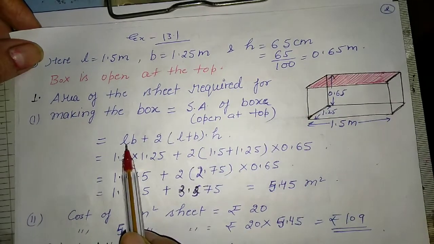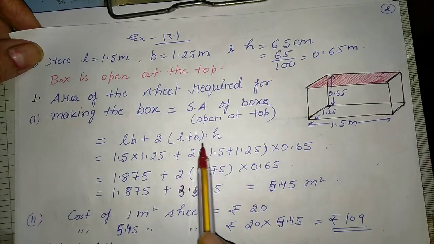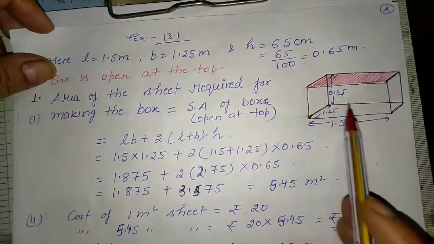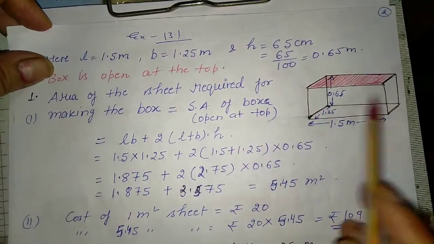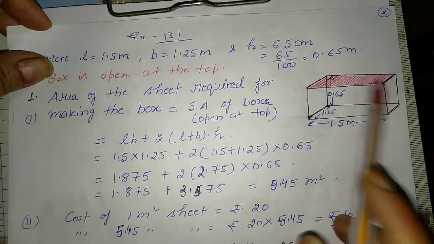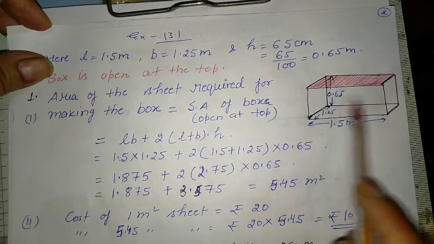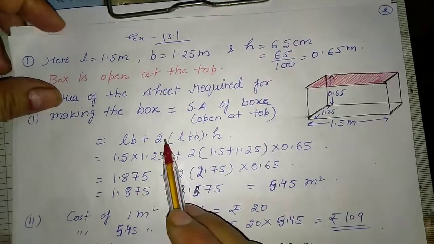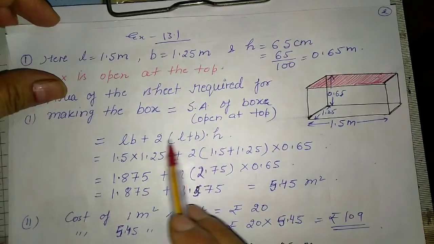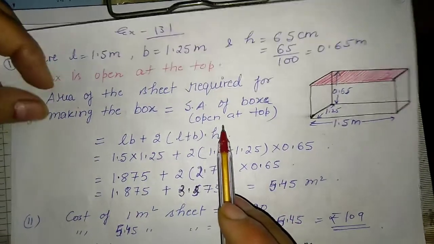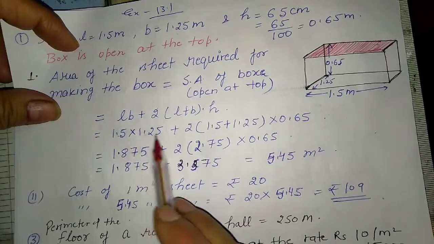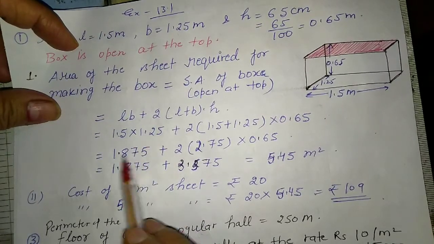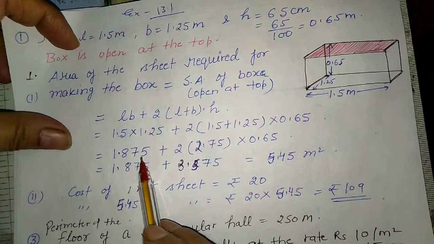So 1 LB is there, plus the lateral surface area, meaning the area of the 4 walls, because the other parts are in pairs. This wall and this wall are a pair, the back side and front side are also a pair, so this is twice. So LB plus twice of (L plus B) into H. Putting in the measurements 1.5, 1.25, on multiplication we have 1.875.